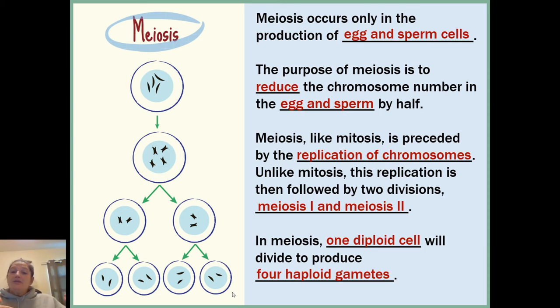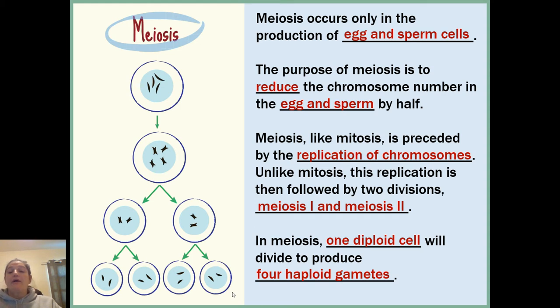Now, in meiosis, unlike mitosis, it is meiosis, exactly like mitosis. Before any of this begins, we have to replicate our chromosomes. But remember, this is reduction division. The idea is that we want to reduce and divide. So actually, there's 2 divisions that happen here, and we'll get into that in a moment.